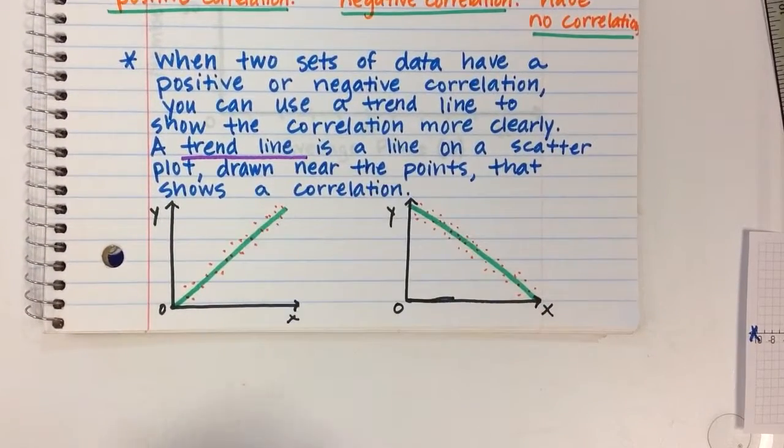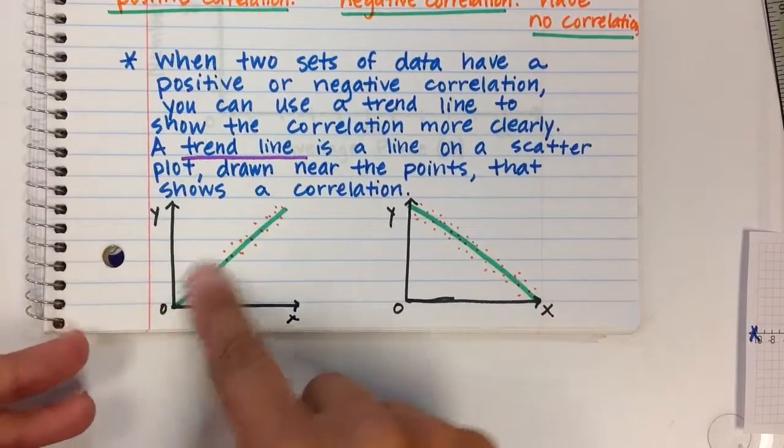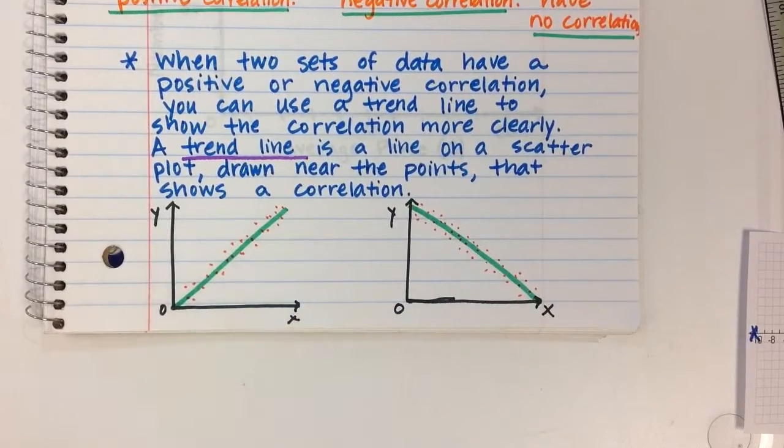When two sets of data have a positive or negative correlation, you can use a trend line to show the correlation more clearly. A trend line is a line on a scatter plot drawn near the points that shows a correlation. So it's kind of like you have these ordered pairs and you could put one line and they kind of all fit that trend line.